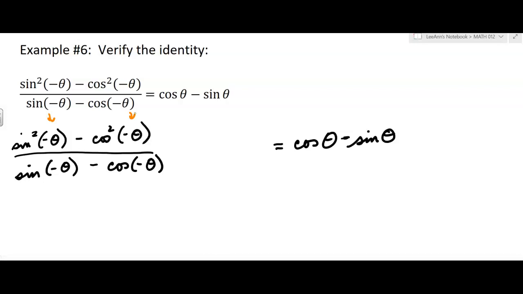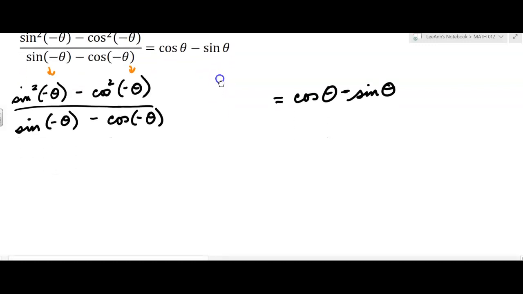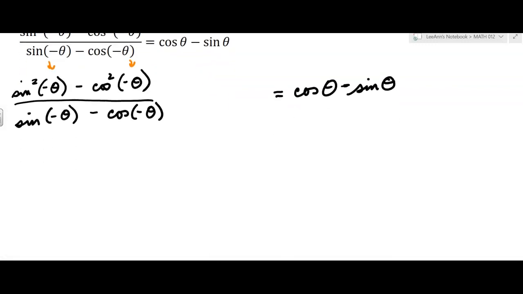So how will we write that? That'll be a little bit tricky here. So let me show you a way that you can do that. So the reason it's tricky is because in the numerator, I don't have sine of negative theta. I have sine squared of negative theta. I can write that as sine negative theta squared. I can write it like that.